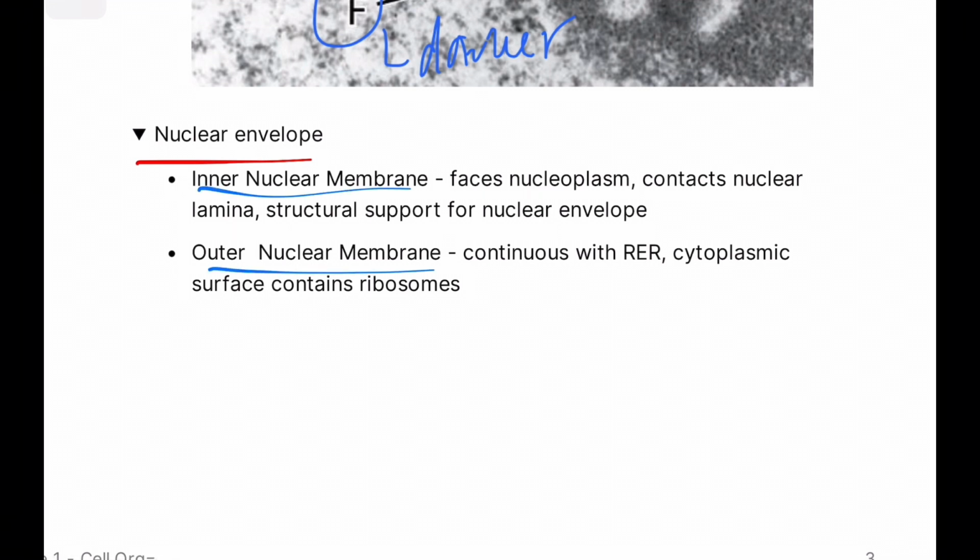Like, do I have to know that the inner nuclear membrane faces the nucleoplasm? It contains nuclear lamina, structural support for the nuclear envelope. Well, if it's on the inner side of the nuclear membrane, it's common sense that it's going to be touching your nucleus and be closer to the nucleus, right? And then your outer nuclear membrane is continuous with the rough ER. That makes sense because the rough ER is right outside of the nucleus.